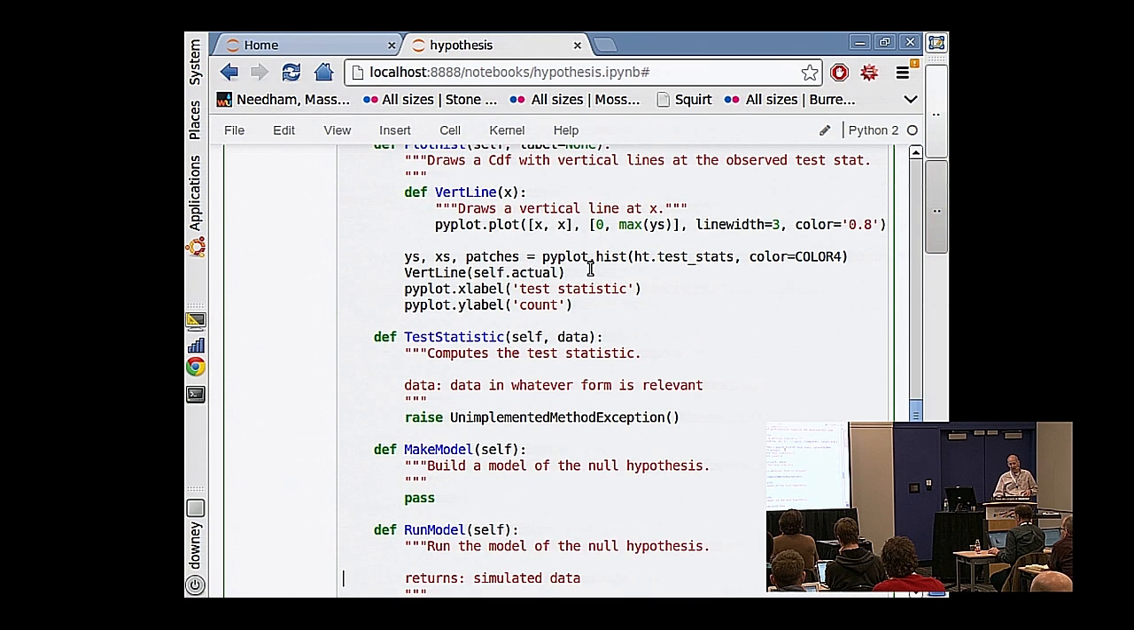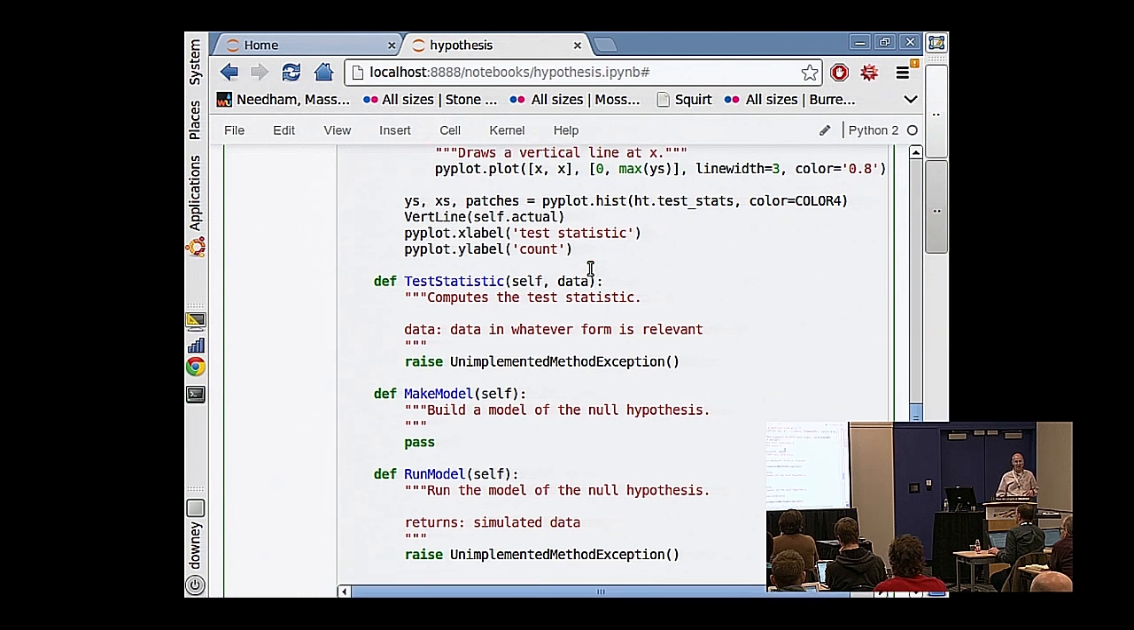And now here's the interesting piece. This is a little bit of Pythonicness that you might not have run into. How many of you from Java-like languages are familiar with abstract classes? You know about abstract classes, abstract methods? This is kind of a Pythonic way of doing an abstract class. What it says is that the parent class here provides the framework. Your job is to fill in the pieces. So you are going to write functions for test statistic, make model, and run model, and they are unimplemented methods.